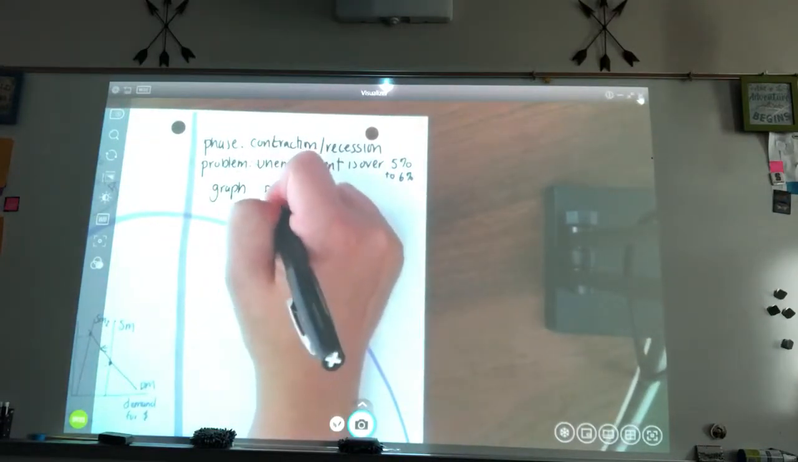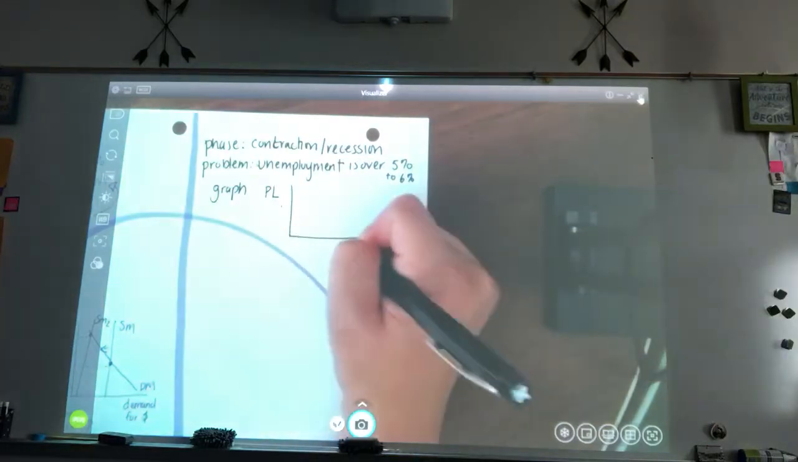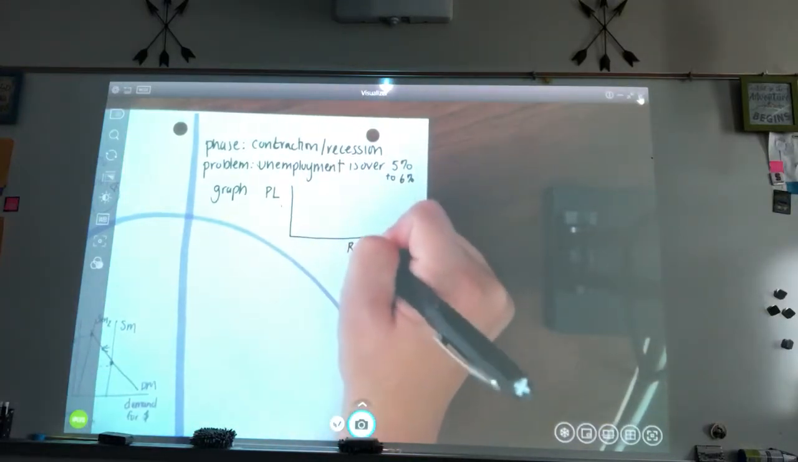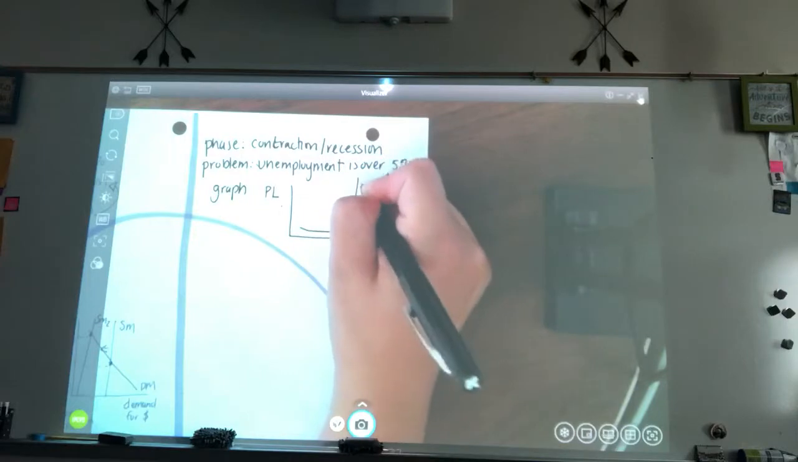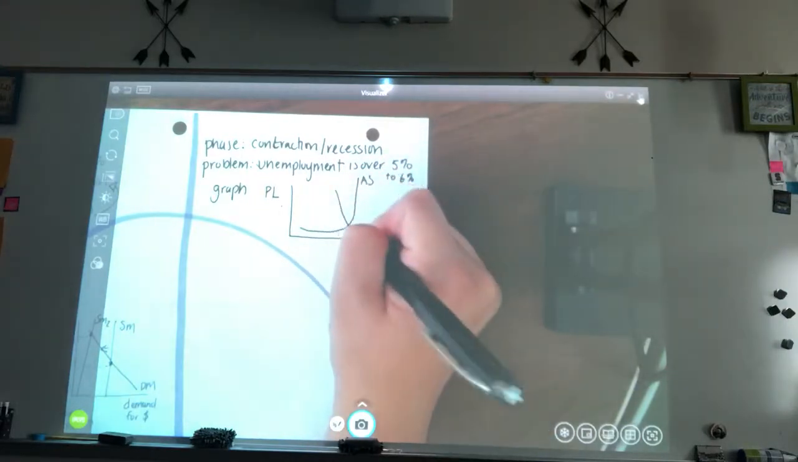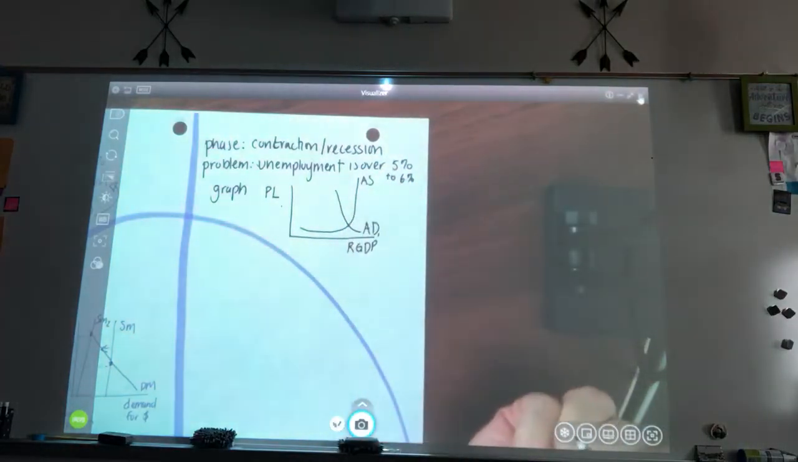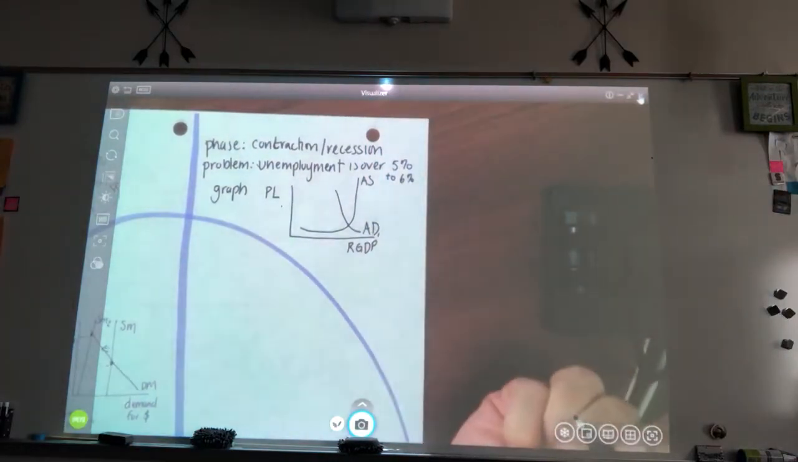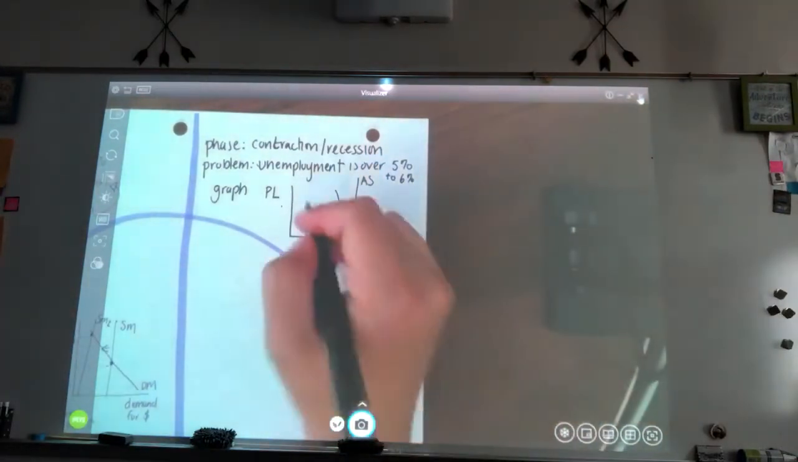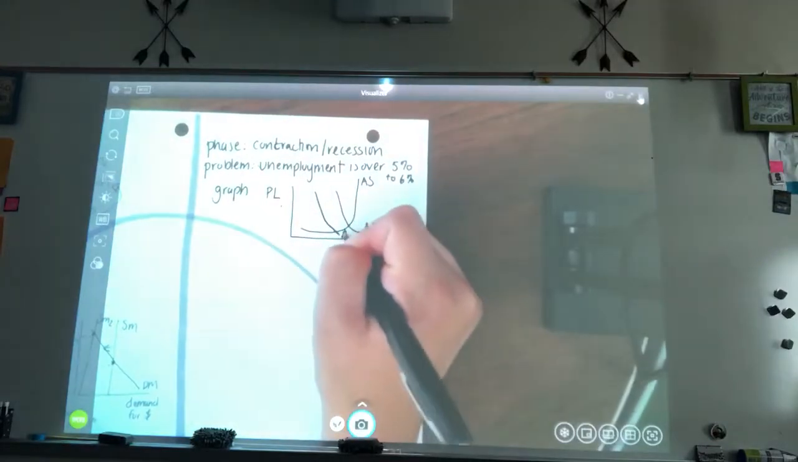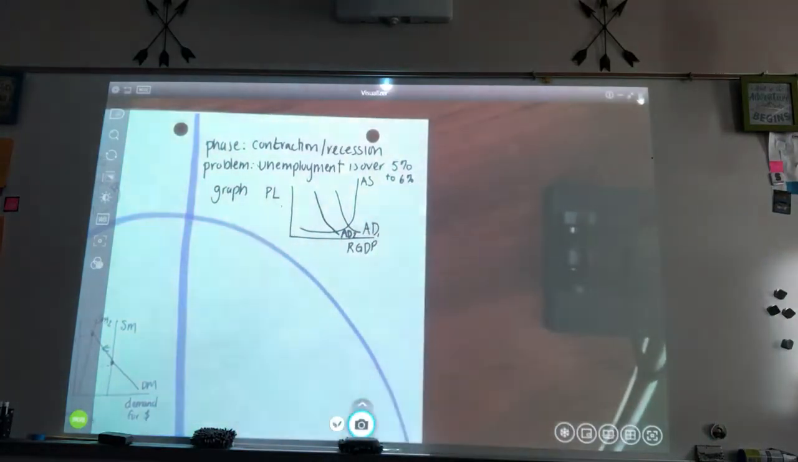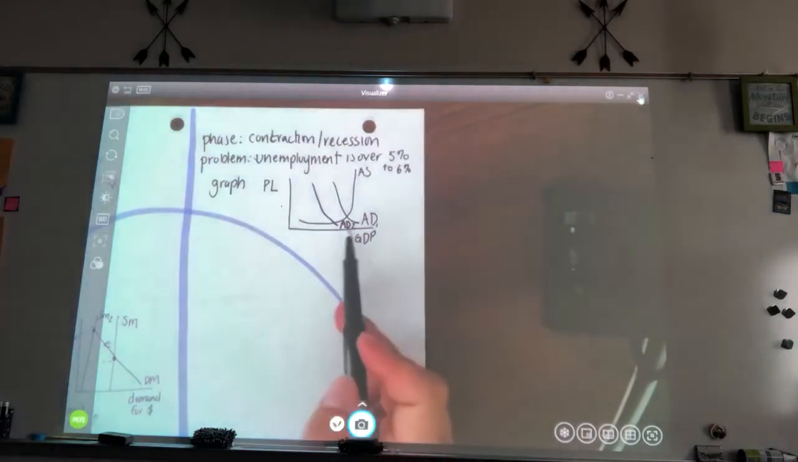So the graph for this, we're going to have price level. We're going to have real GDP. Which way would my aggregate demand curve be, to show people are not buying stuff, people are unemployed? To the left. So if people are unemployed, what does that tell us about their capability of borrowing? They can't, right? So our money supply is very what? Well, if people are not borrowing, it's low, right?